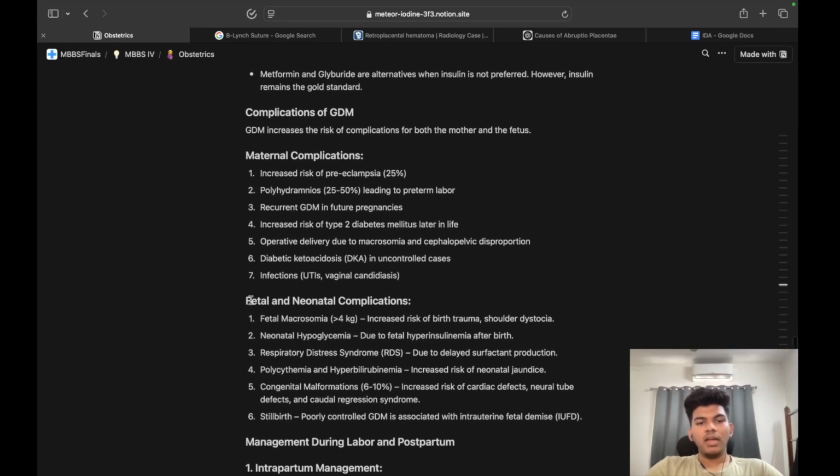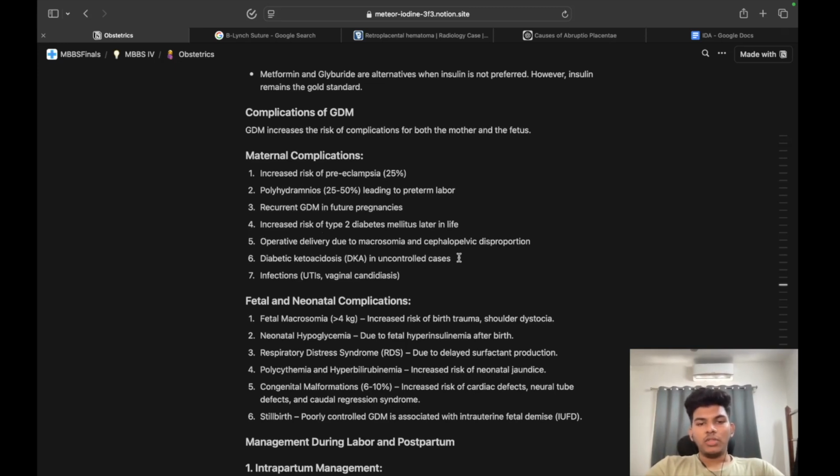So there are maternal and fetal/neonatal complications. Coming to maternal complications: increased risk of preeclampsia, polyhydramnios leading to preterm labor, recurrent GDM in future pregnancies, increased risk of type 2 diabetes later in life, operative delivery due to macrosomia and cephalopelvic disproportion. This one makes sense. So I will be going through these in more detail.